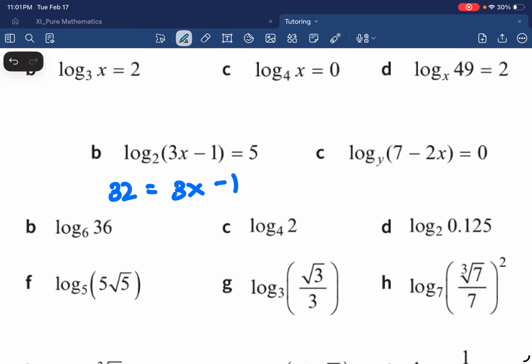16 times 2 is 32. So x is equal to, I think, 11. And let's think about it. 33 minus 1 is 32. 2 to the power 5 is 32.